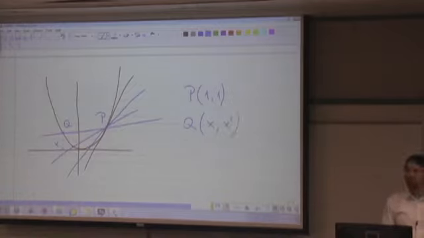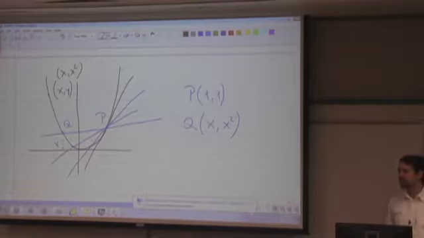X and x squared? Yes? You don't seem convinced. Any point on the graph has coordinates x and y, right? Yeah. Well, what is the graph of this function? Y equals x squared. So if the point has coordinates x and y, then each point in fact has coordinates x and x squared, right? Does that make sense? All right.